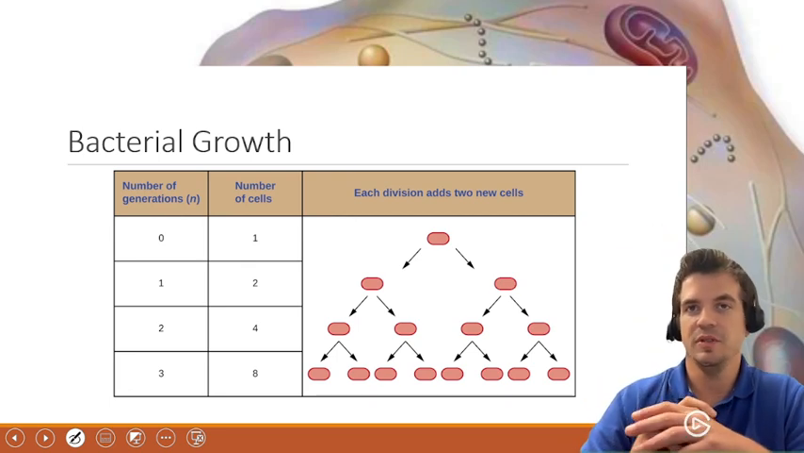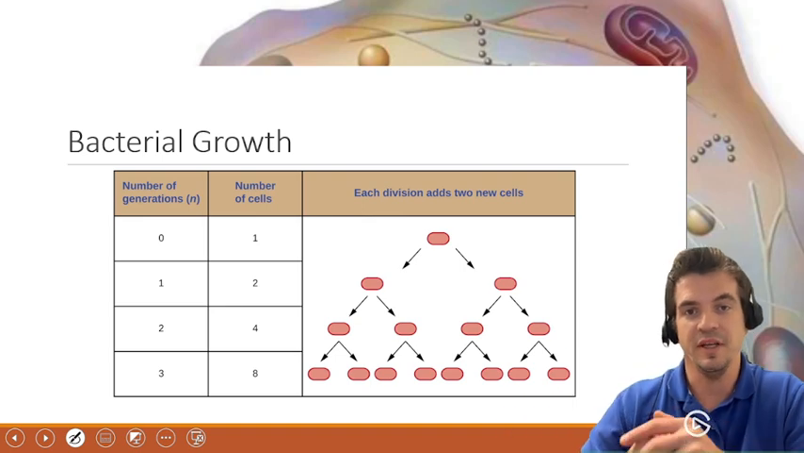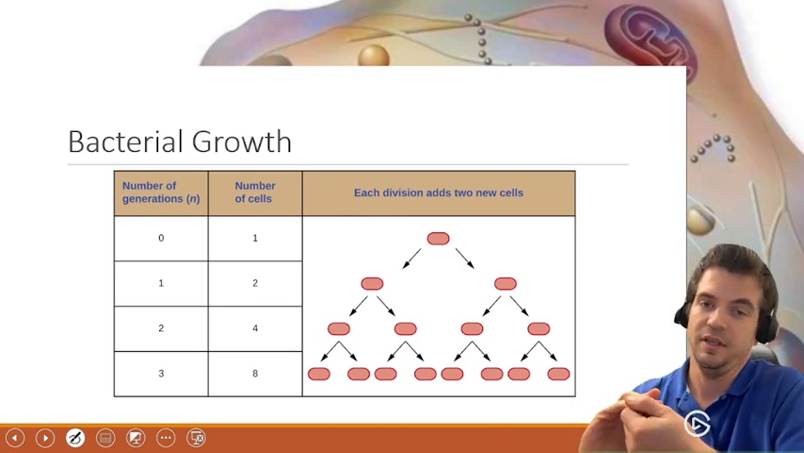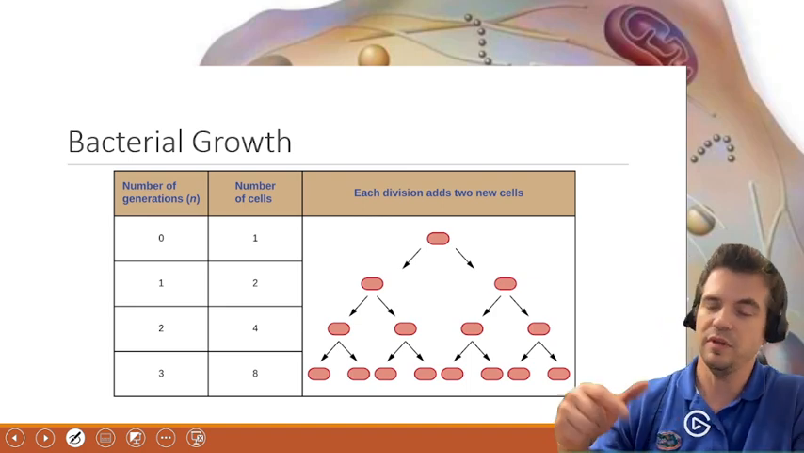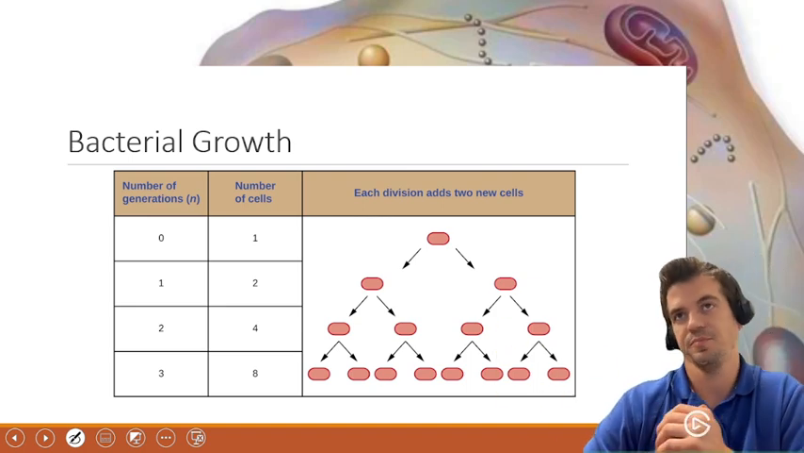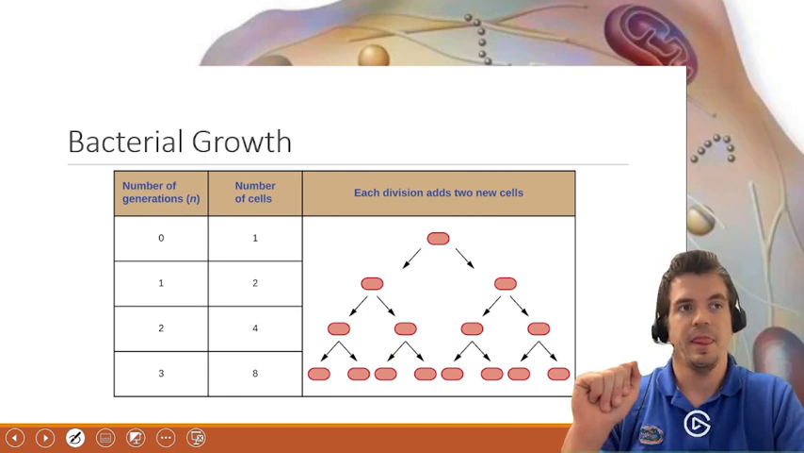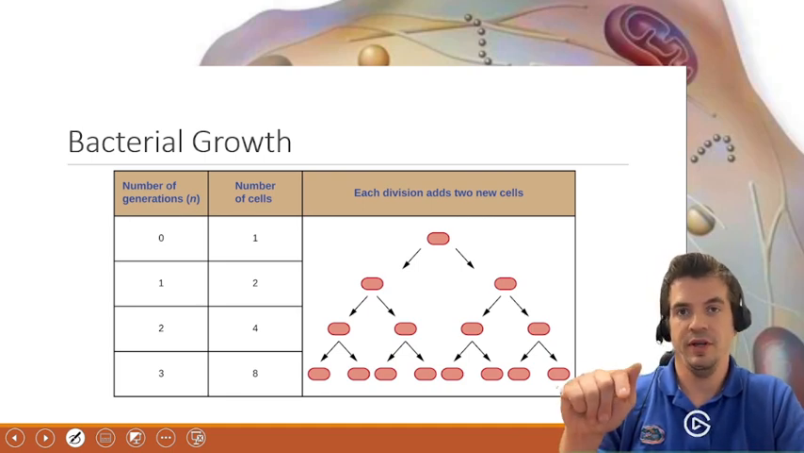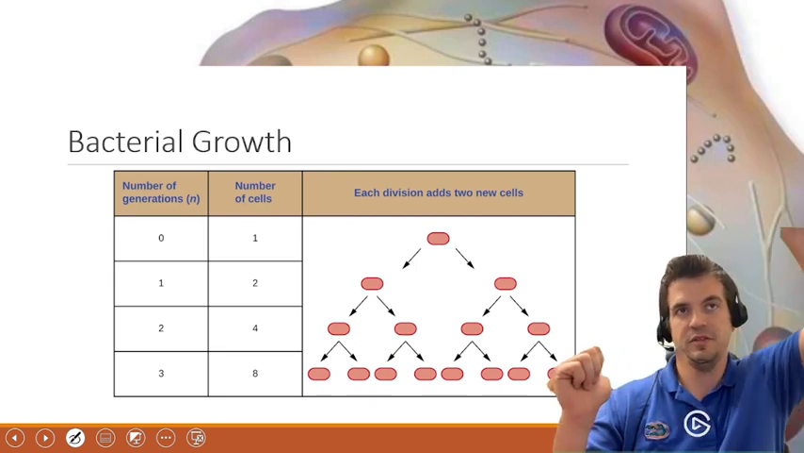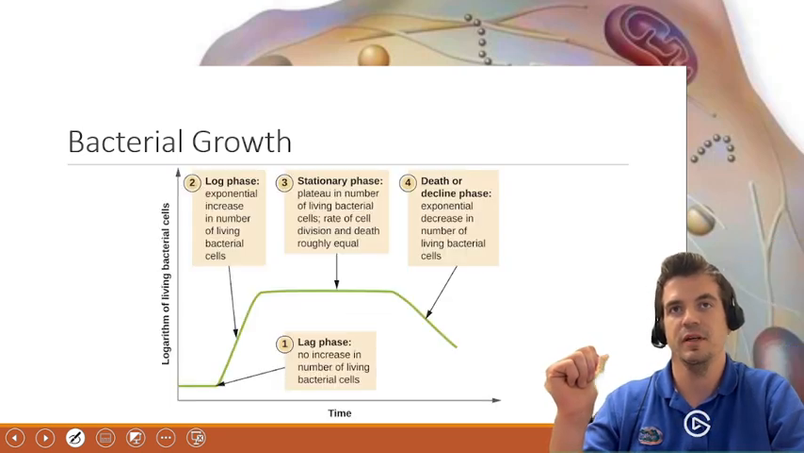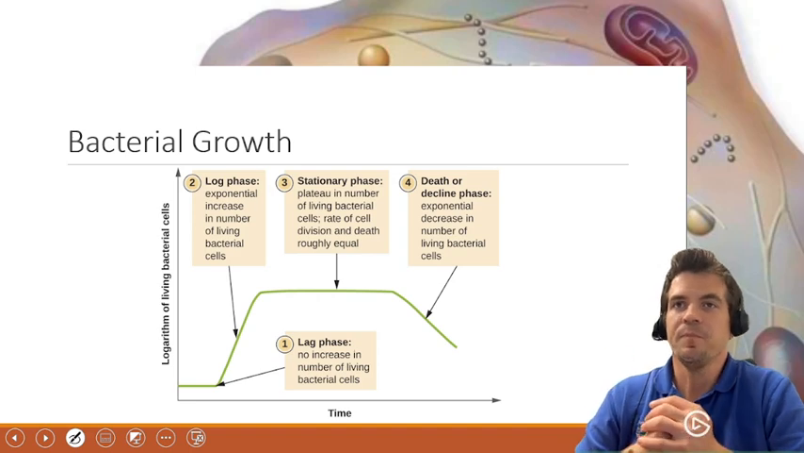It's the old, do you want $1 million or a penny a day doubled for a month? The penny a day doubled for a month would be a lot more than just $1 million. And that's the ideal growth, right? That's an exponential growth. That's going to be a nice shooting up curve.